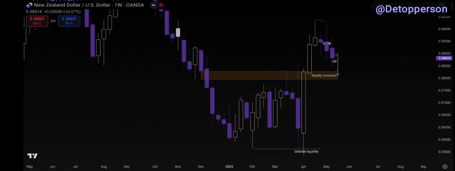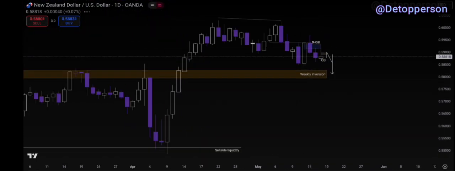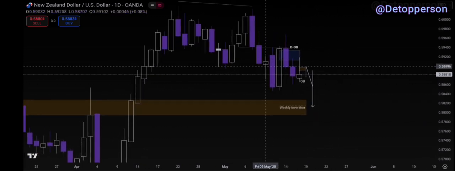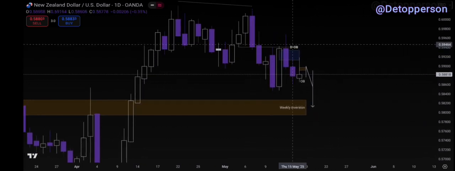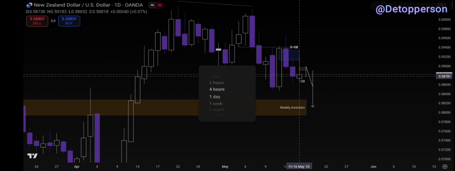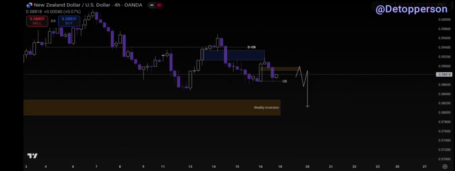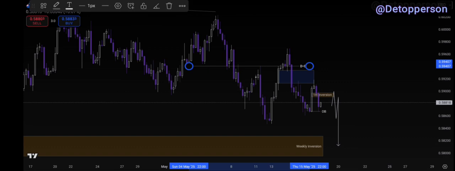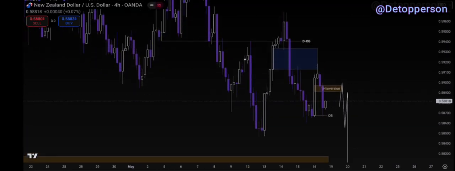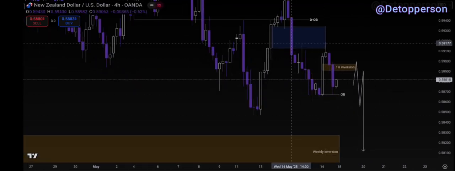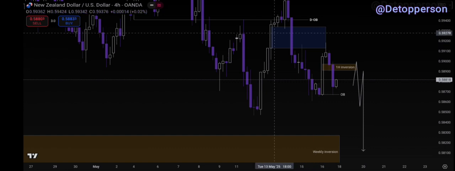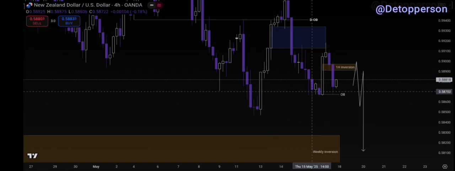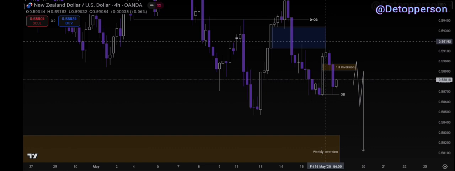On the 4 hours, don't forget we have this daily order block right here that price traded into, and then started rejecting. So let's go down to the 4 hours time frame. You could see how things are clear right now. This right here is the daily order block, and when price rejected, it actually inversed this fair value gap right here. So we have an inversion right here, and price traded above it and rejected.